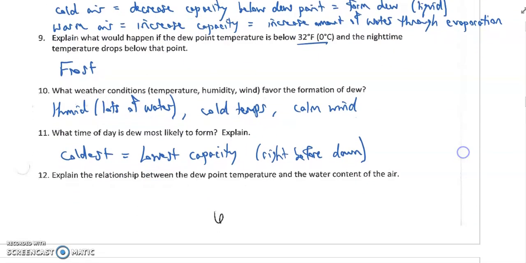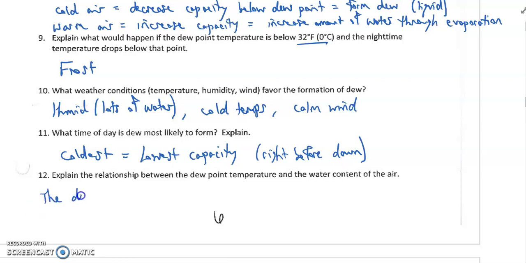All right, last one here. Explain the relationship between the dew point temperature and the water content of the air. If I can change the temperature of the air to reach that dew point, and then any excess water is deposited as dew, what that's telling me is this is when the air has reached 100% of its capacity. Any excess water is then what forms that dew.